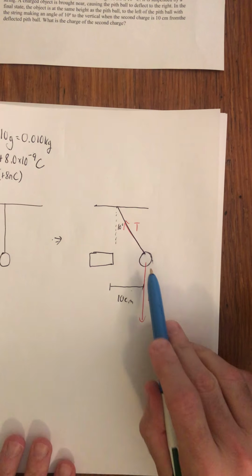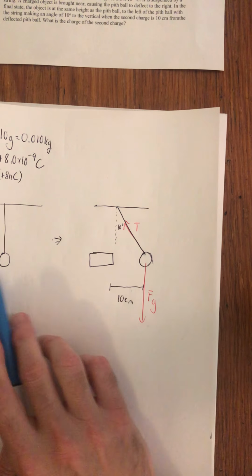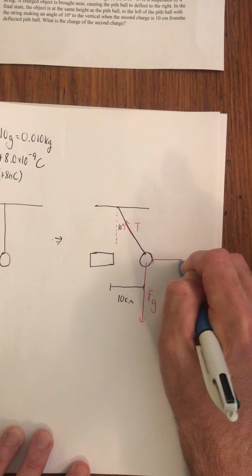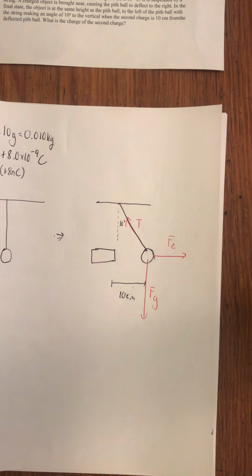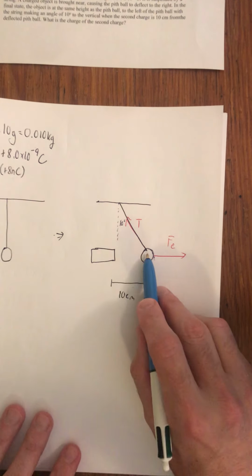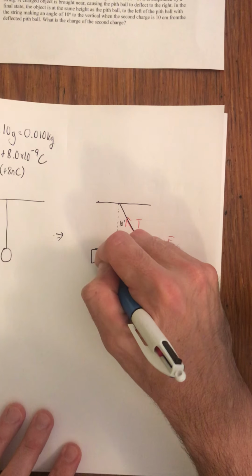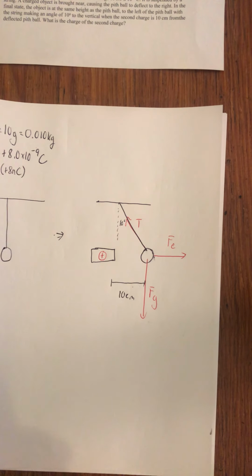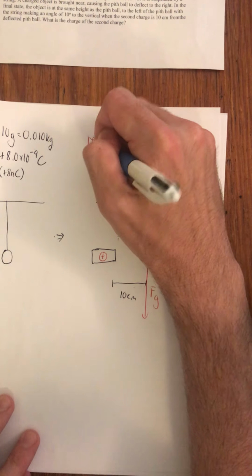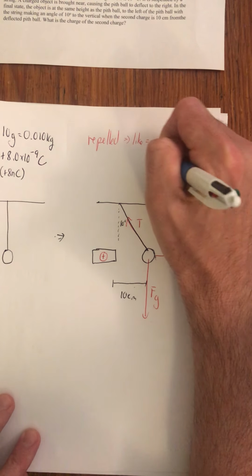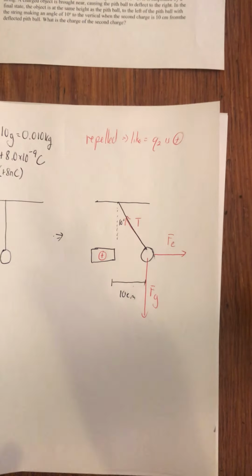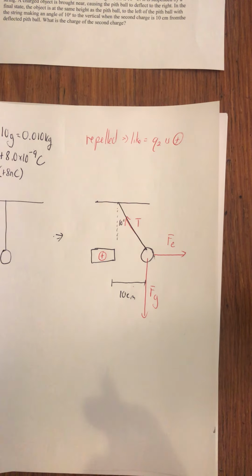Now, notice here that this object was pushed to the right. That must mean this thing is experiencing an electrostatic force to the right, because that's the only way that could have happened. I know that this is positive, so I already know that this second charge must also be positive because it repelled. Since it repelled, it must be like charge, and therefore Q2 is positive. Boom, so I'm already partly along the way. So there we go. Step 1, free body diagram.